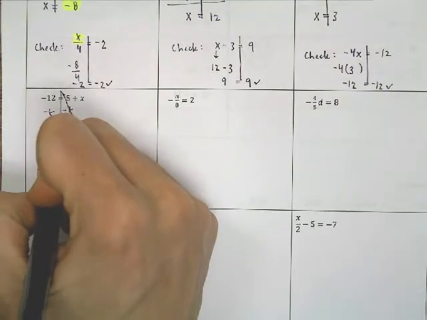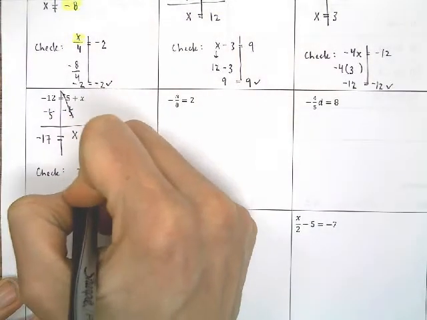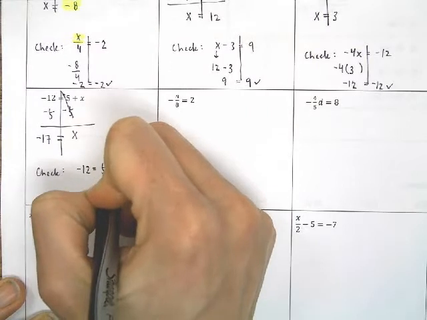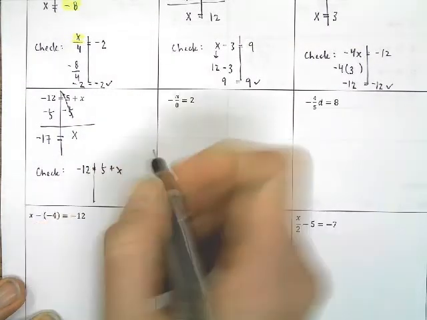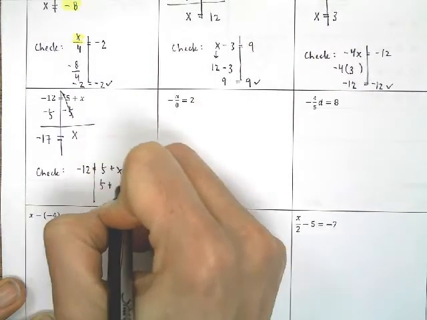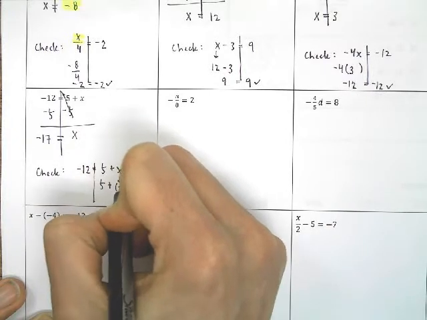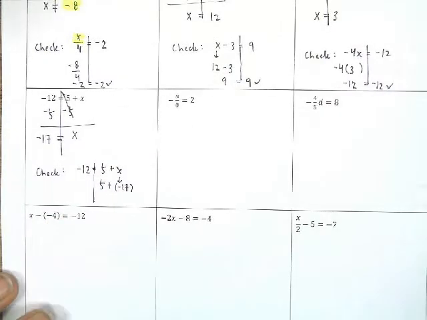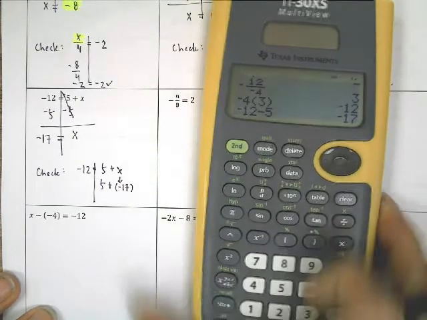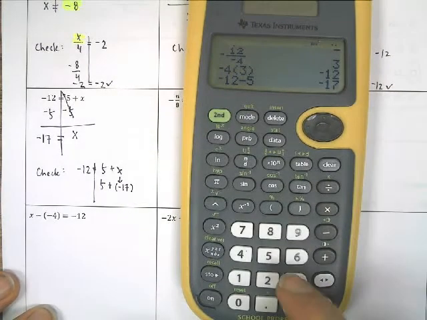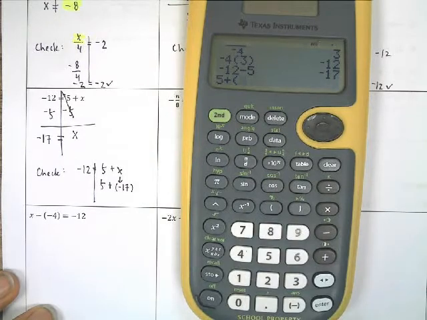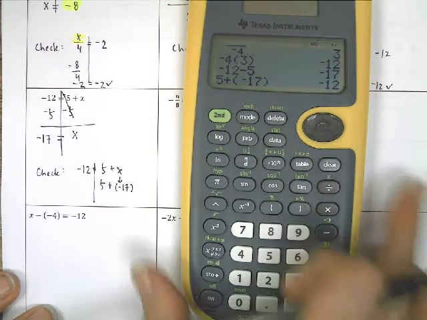So for my check, let's see, I have negative 12 equals 5 plus x. Now, I have 5 plus, now my x is a negative 17. So when I check that, I'm going to put that exactly into my calculator. So 5 plus, then parentheses, a negative 17, and I get negative 12.